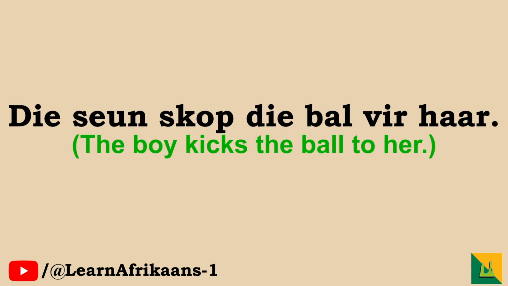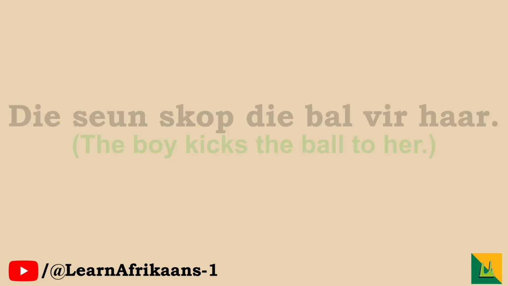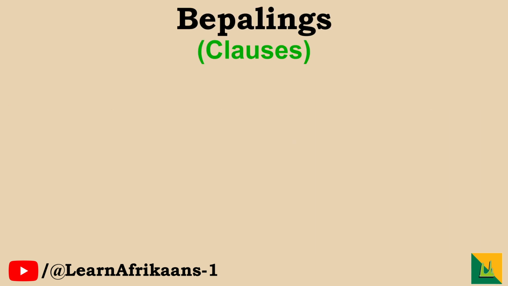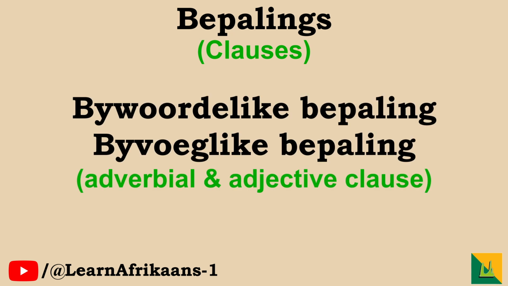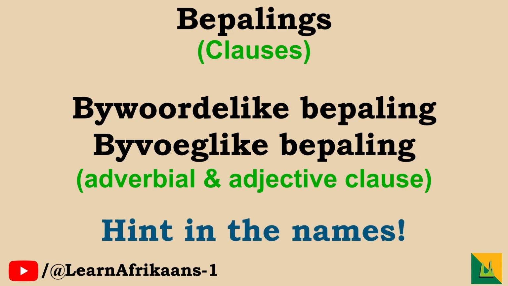By now we can create a very basic sentence in Afrikaans. Die seun skop die bal vir haar. But expanding on it is very simple. Just use the bepalings. There are two bepalings, die bywoordelike bepaling en die byvoeglike bepaling. These are very easy to remember. The names hint at how they appear in sentences.